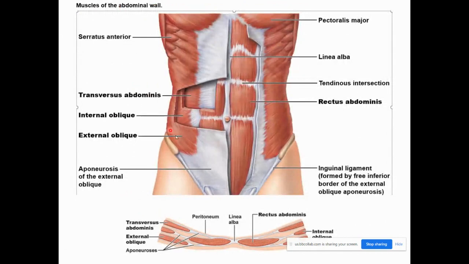I'll go to the picture here, right? So the external oblique is the outer layer. I should say 4 muscles, but in 3 layers. External oblique is the outer layer. The rectus abdominis and internal oblique make that middle layer. And then the transverse abdominis is the deepest of the 3 layers.